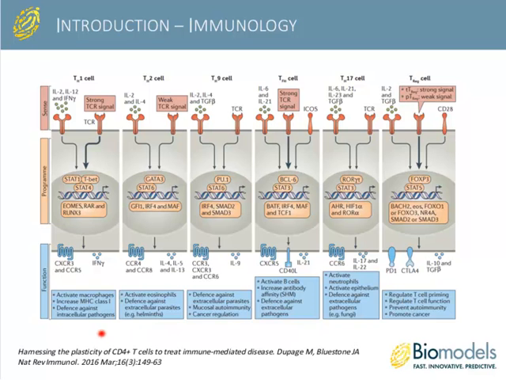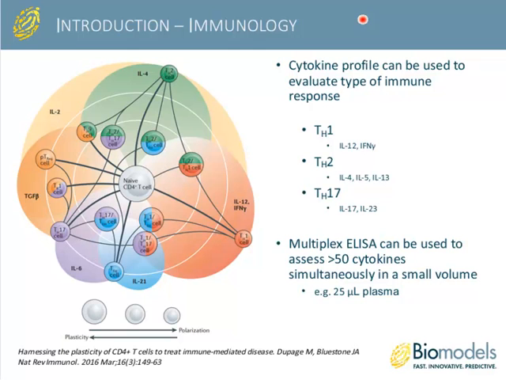So Th1, they're involved in activating macrophages and defending against intracellular pathogens. Th2, eosinophils, B-cell class switching, defense against extracellular parasites such as helminths, and so on. That's the situation that we're dealing with in 2016 with just the T helper cells. So it's a very complex system.